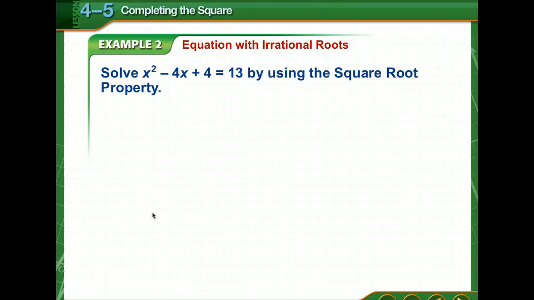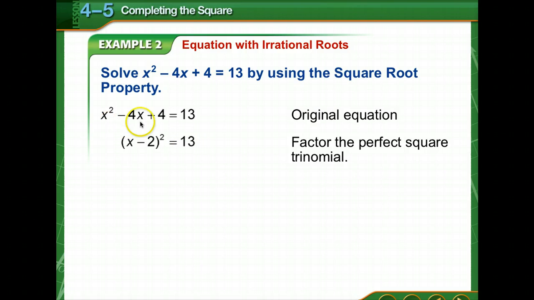Now, roots that are irrational numbers may be written as exact answers in radical form or as approximate answers in decimal form when a calculator is used. So in other words, if you get square root of 34, you can either leave it as square root of 34 or you can enter it in your calculator to find out what the decimal approximation would be. Okay, we're going to solve x squared minus 4x plus 4 is equal to 13 by using the square root property. Here we're going to end up with irrational roots. Let's see what that means.